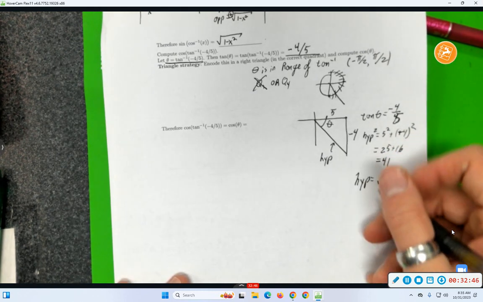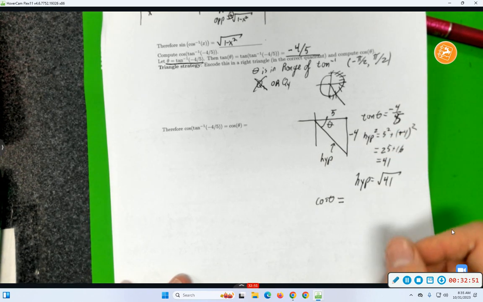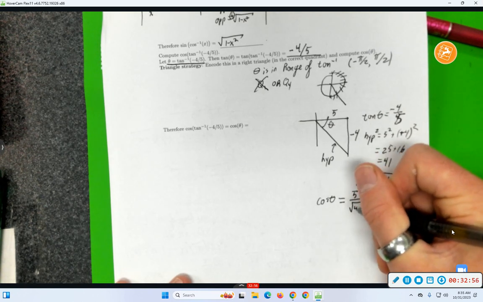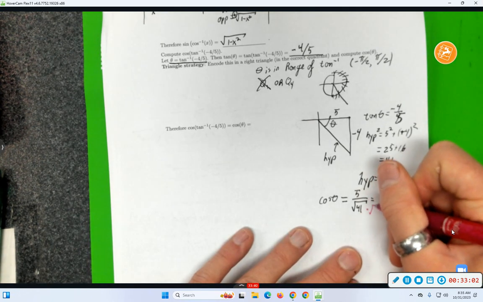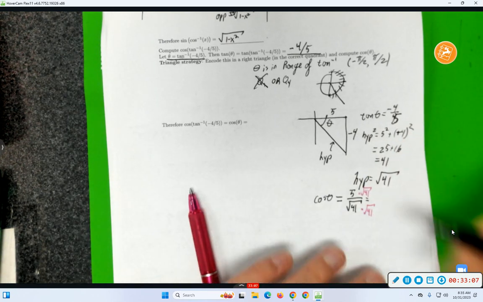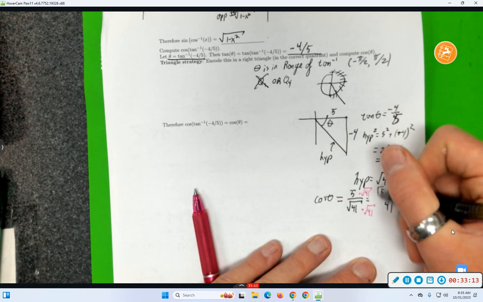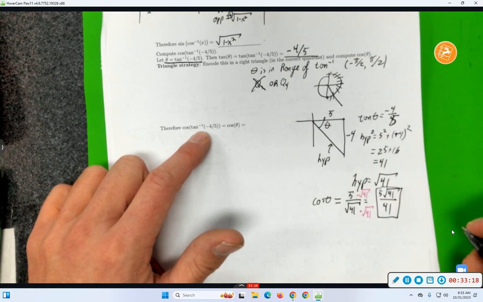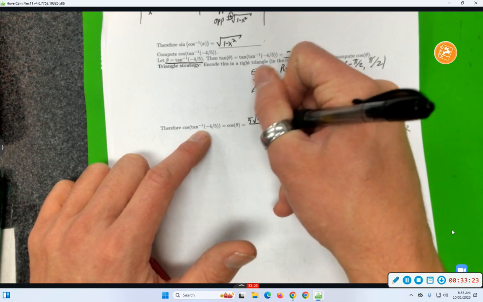So it sure looks like then cosine of theta, the thing I want to compute, is equal to adjacent 5 over hypotenuse, square root of 41. And that's got a square root in the denominator, so let's get that square root out of the denominator. Let's multiply and divide by square root of 41. So cosine of the inverse tangent of negative 4 over 5 is 5 root 41 all over 41.